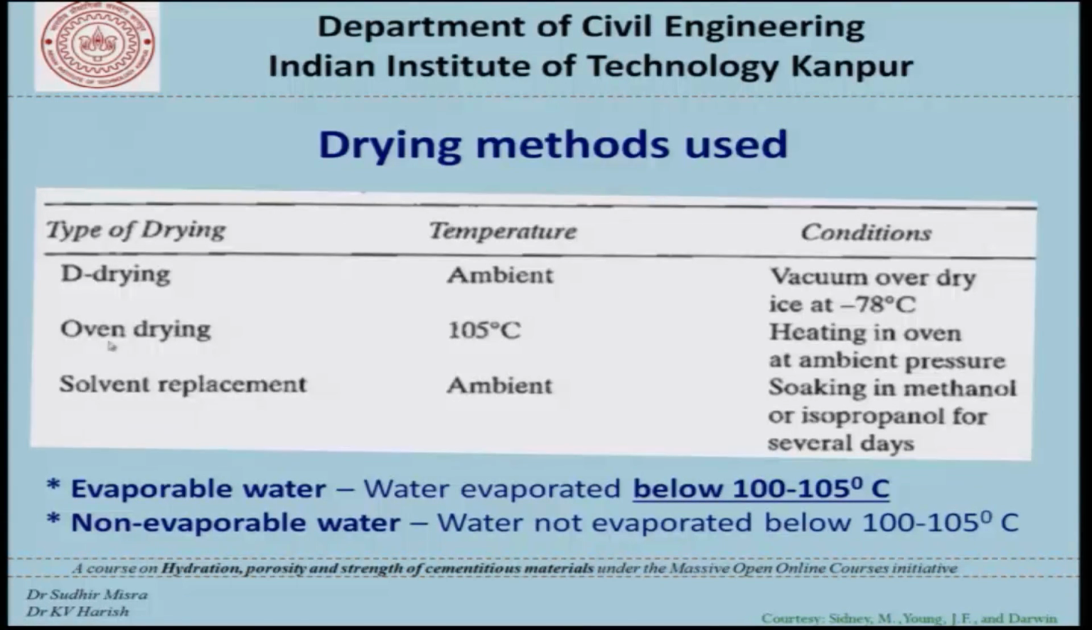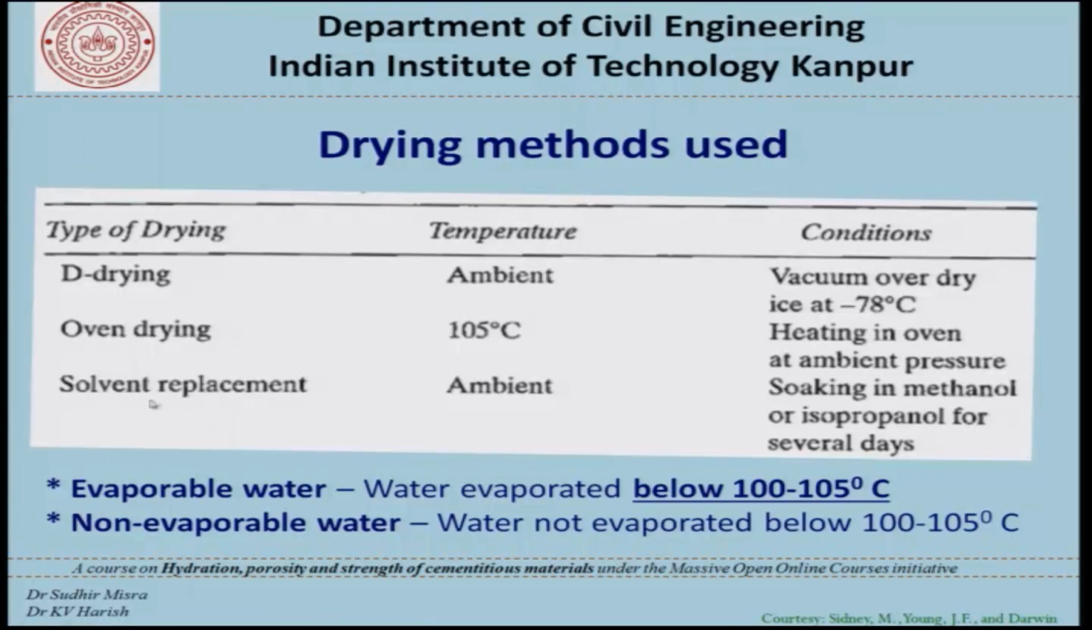And the second type of drying is oven drying. Instead of keeping it in ambient temperature, you can also keep it in an oven set at 105 degrees Celsius. That is what is usually done in the lab if we want to dry some cement paste or mortar or concrete samples. And remember that the oven we generally use is at ambient pressure, we do not use extra pressure, whatever is there in the ambient, the same pressure is used.